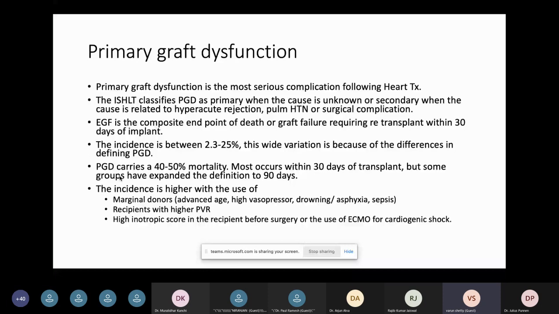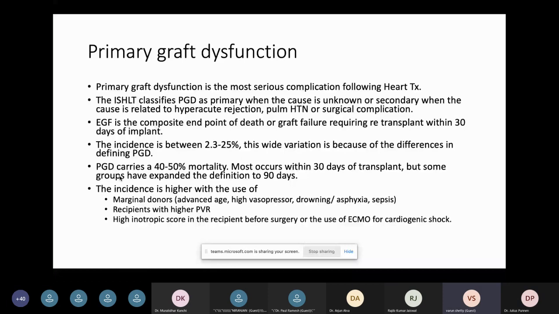Primary graft dysfunction carries a very high mortality, nearly between 40 and 50%. Some groups define PGD only as those patients who go on ECMO. Most PGD definitions are up to 30 days of transplant, but some groups also use the definition of PGD up to 90 days.